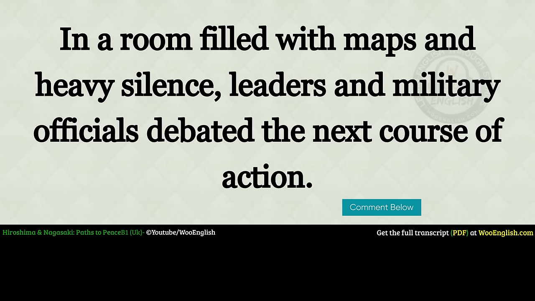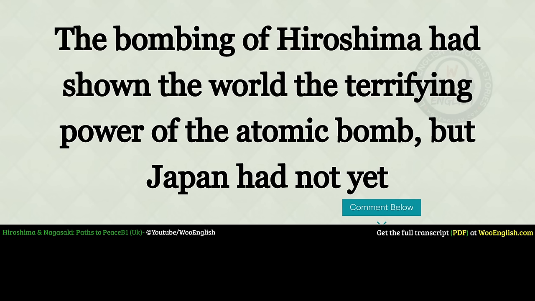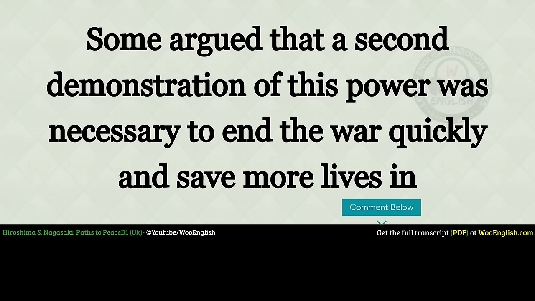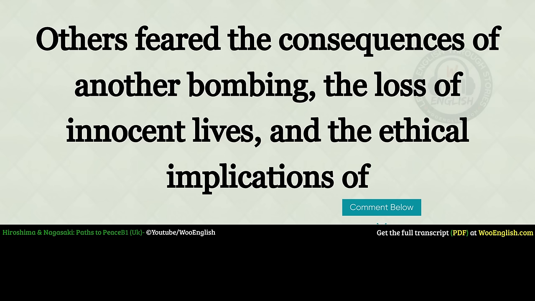In a room filled with maps and heavy silence, leaders and military officials debated the next course of action. The bombing of Hiroshima had shown the world the terrifying power of the atomic bomb, but Japan had not yet surrendered. Some argued that a second demonstration of this power was necessary to end the war quickly and save more lives in the long run. Others feared the consequences of another bombing, the loss of innocent lives, and the ethical implications of using such a weapon again.